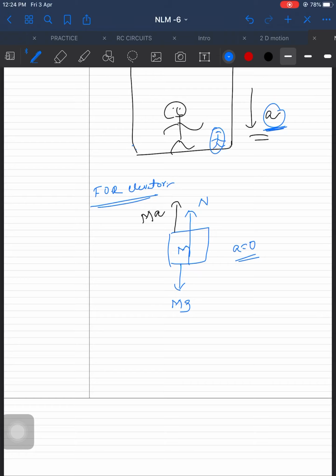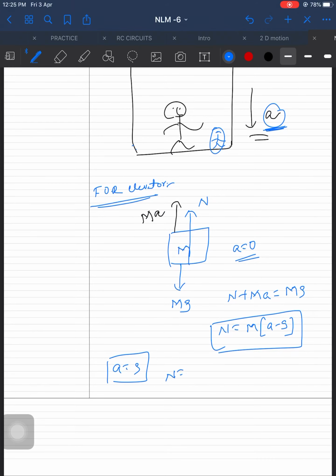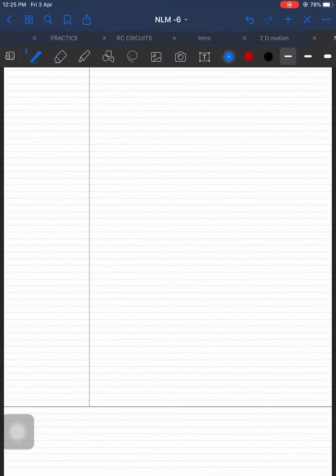Now the acceleration in the frame of reference of the elevator is equal to 0. N plus ma is equal to mg. N is equal to m into (g minus a). Now if the acceleration is equal to g, if this is a freely falling body, then the normal becomes 0. Okay, these are the simple cases. Let me create a few pages.